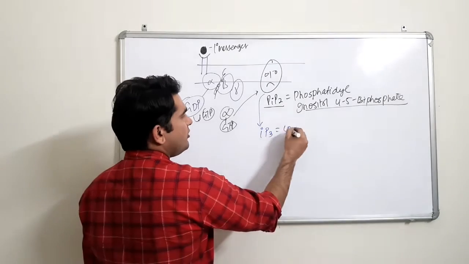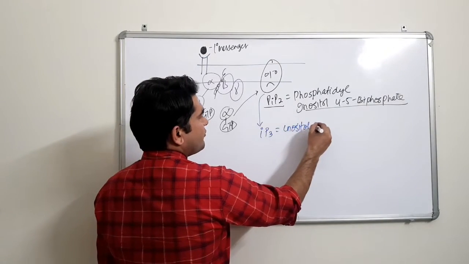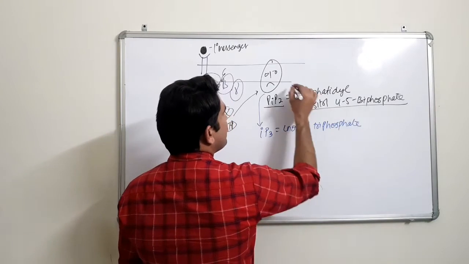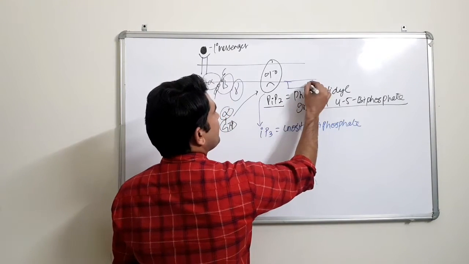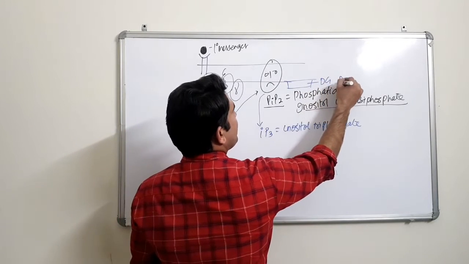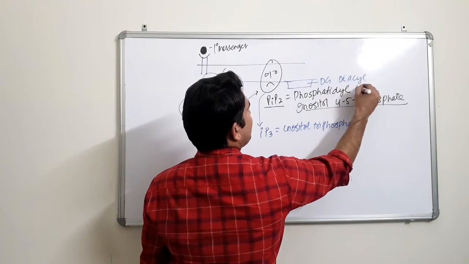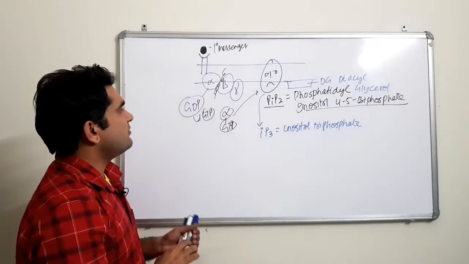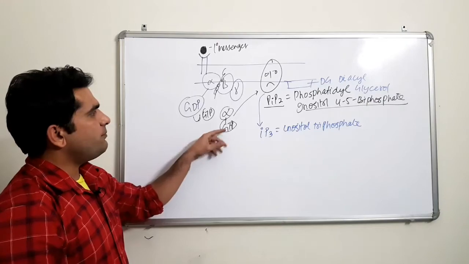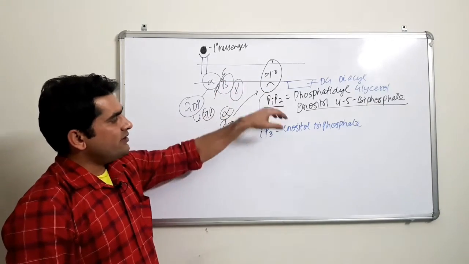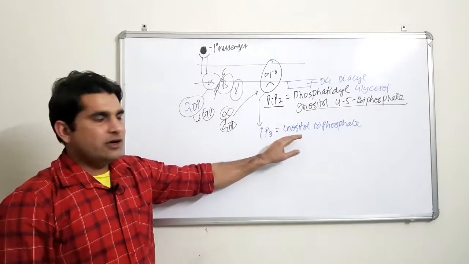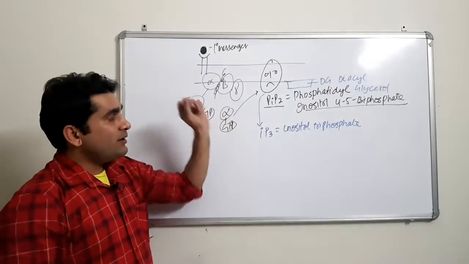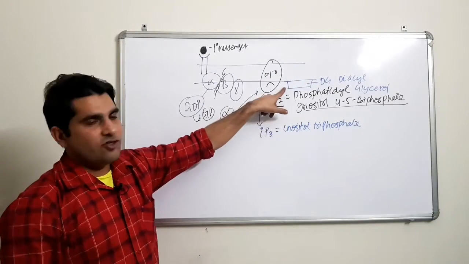IP3 is inositol triphosphate. And the second component which remains membrane bound is DG, and DG is diacyl glycerol, right? So by the action of alpha along with the GTP, PIP2 is cleaved into two secondary messengers, inositol triphosphate and diacyl glycerol. The major secondary messenger concerned will be DG.